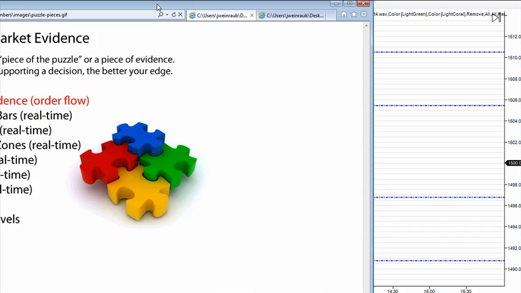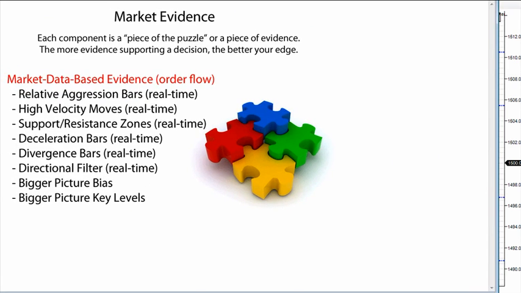Now, before I get going, I wanted to give a little bit of background in terms of how we look at the market and our philosophy. We have software that produces, in real time, by looking at order flow, velocity, volume, range, and some other factors, what's going on under the surface of the market with these relative aggression bars. We also have high velocity moves, support resistance zones that form in real time, deceleration and divergence bars that form in real time, and a directional filter that helps you stay on the right side of the market in real time.